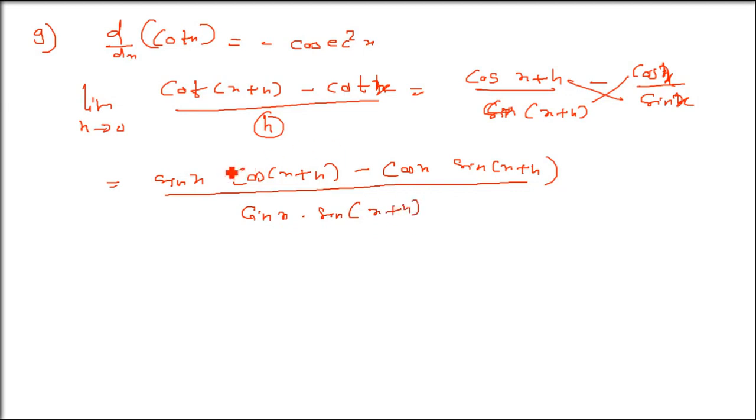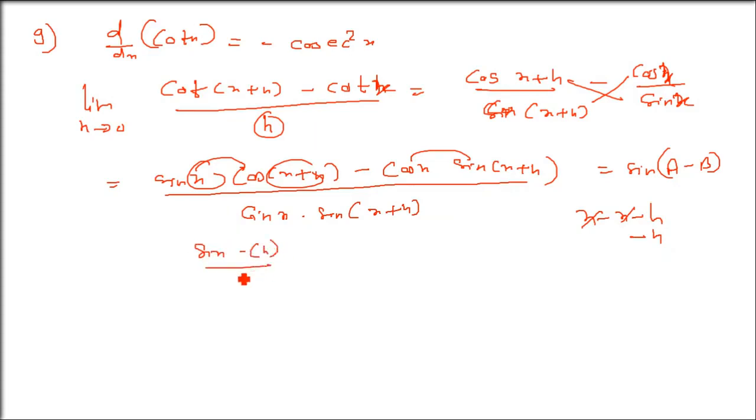Now you see the numerator, sin a cos b minus cos a sin b. What is this? This is sin of a minus b. So you have sin of x minus x minus h. Okay. So x minus x minus h, x gets cancelled, you get minus h. So you have sin of minus h divided by h, which is already there. I am using this h now. And we have the denominator 1 by sin x sin of x plus h.